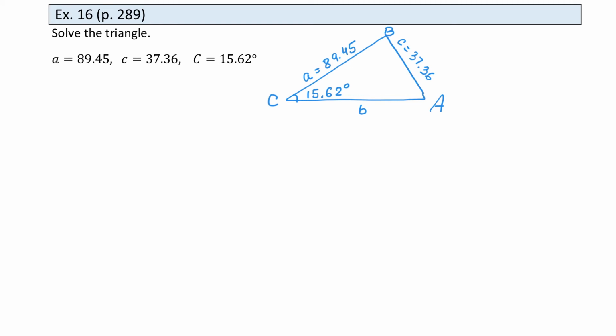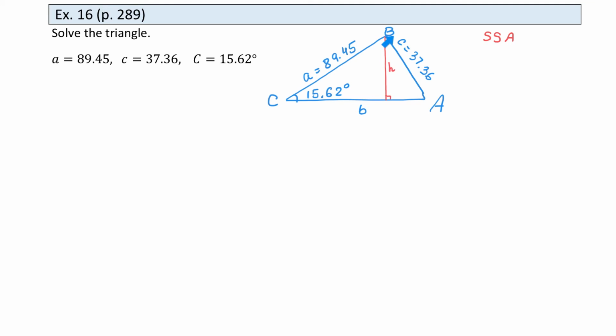Now, based on this given information, we can tell that we have a side-side-angle triangle. We also see that the side that is opposite of the given angle is shorter than the other side. And this means that we may end up with having no triangle at all, or having two triangles. Now then, how can we tell if this problem will result in no triangle or two triangles? It all depends on the height of this triangle.